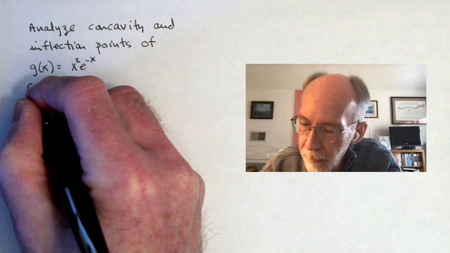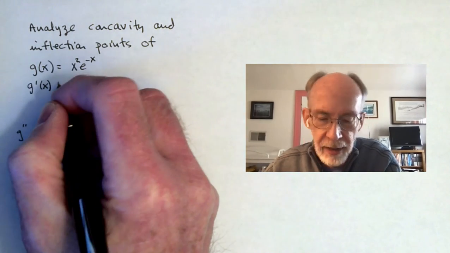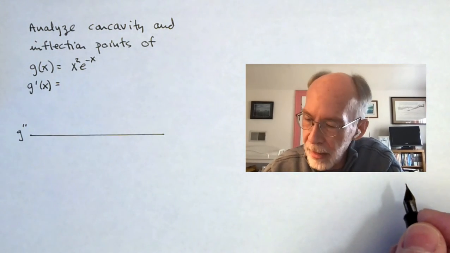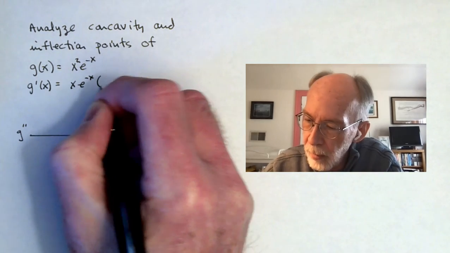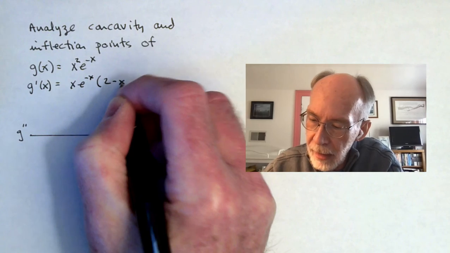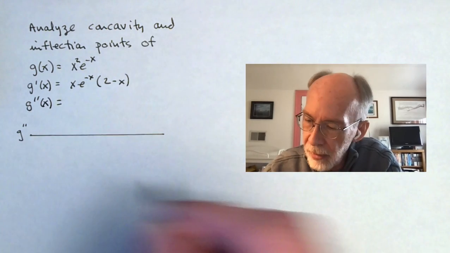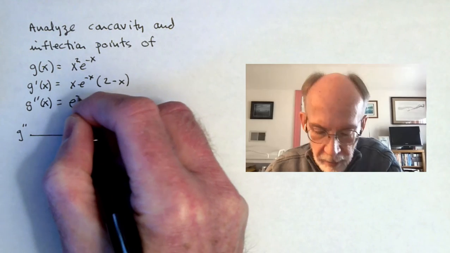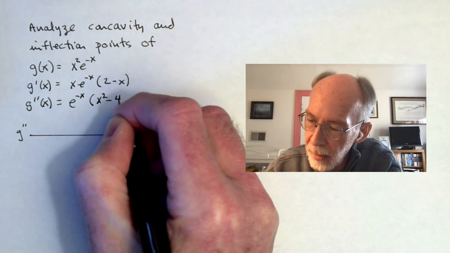But g prime, this is just a product with a small bit of chain rule there with the -1. So g prime is x e to the opposite of x times 2 minus x. And g double prime is e to the opposite of x times this quadratic, x squared minus 4x plus 2.